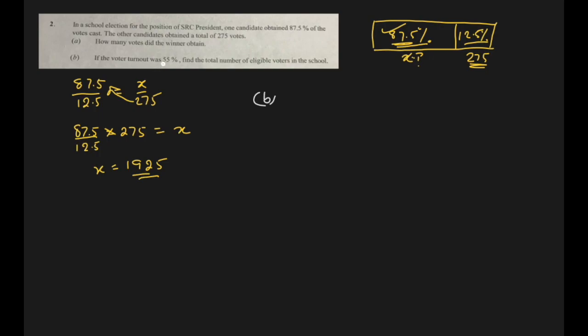If the voter turnout was 55%, find the total number of eligible voters. Only 55% of the voters voted. Let's find how many total votes were cast, because we'll have to add 1925 to 275. This was the total number of votes actually cast, which is 2200.